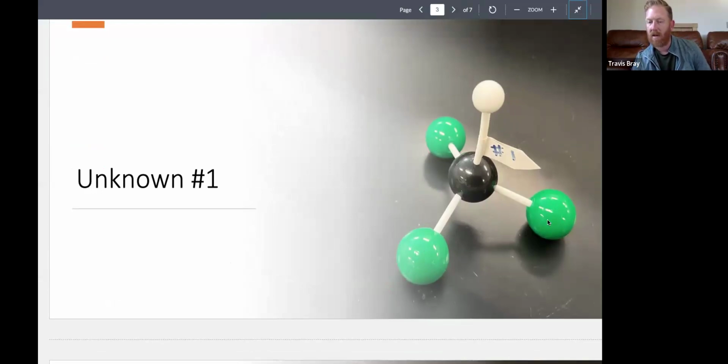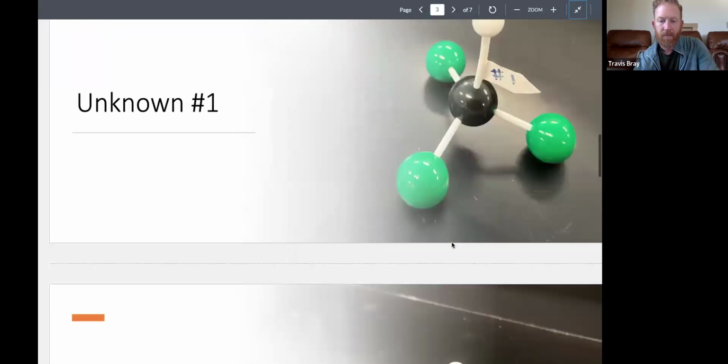So these are all chlorines, and chlorine has 7 valence electrons, and there's 3 of them. Here's carbon, and here's hydrogen. So you'll write down that formula, which in this case would be CHCl3, you'll do the number of valence electrons. You'll draw the structure out, both with Lewis dots and with the structure with the lines.